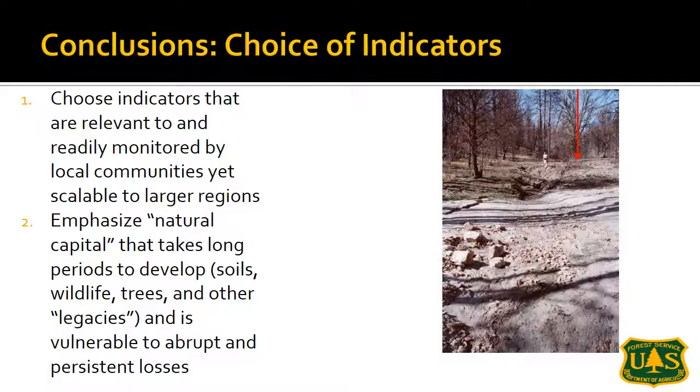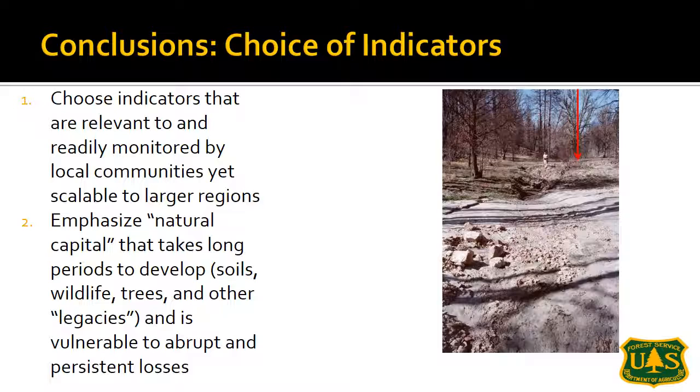So in conclusion, take-home ideas: we can focus on indicators that are relevant to and readily monitored by local communities, yet scalable to larger regions. It's particularly important to focus on natural capital that takes long periods to develop, including wetland soils, wildlife species, large trees, and other legacies that are vulnerable to abrupt and persistent losses.